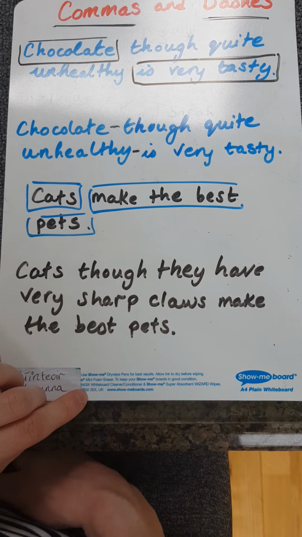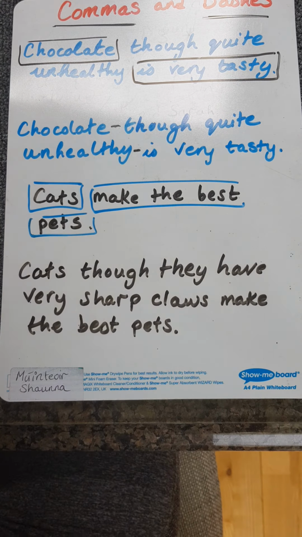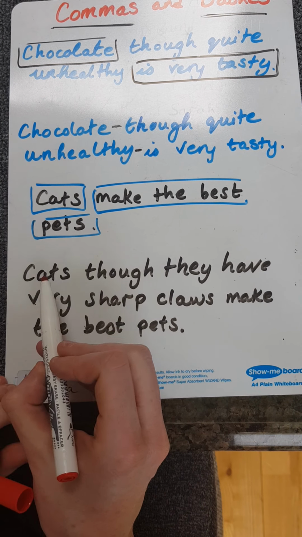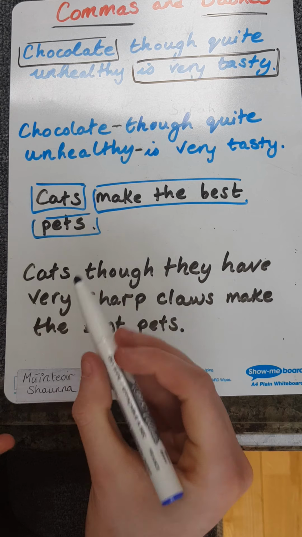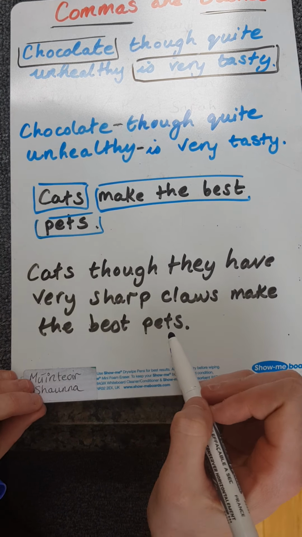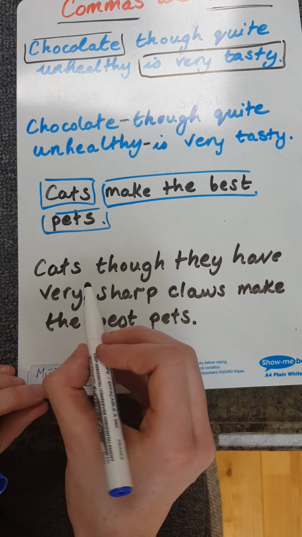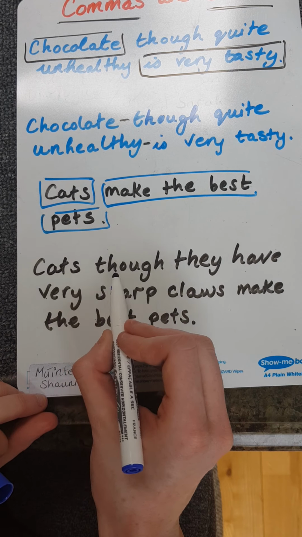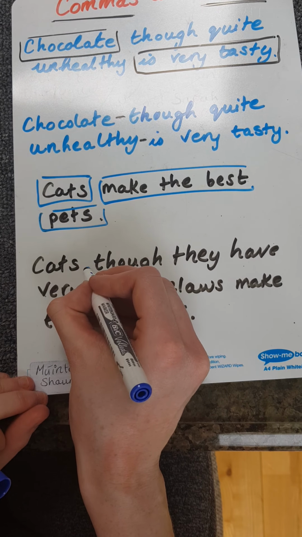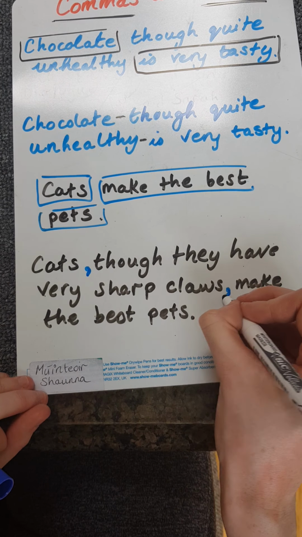Now, the dashes and the commas go at the very start of the extra information and at the very end. So the start of the main sentence I had was cats make the best pets. So what I need to do is put a comma before the extra and at the end of the extra. So the extra starts here, though they have very sharp claws. So I put one before it and I put one at the end of it, though they have very sharp claws, make the best pets.